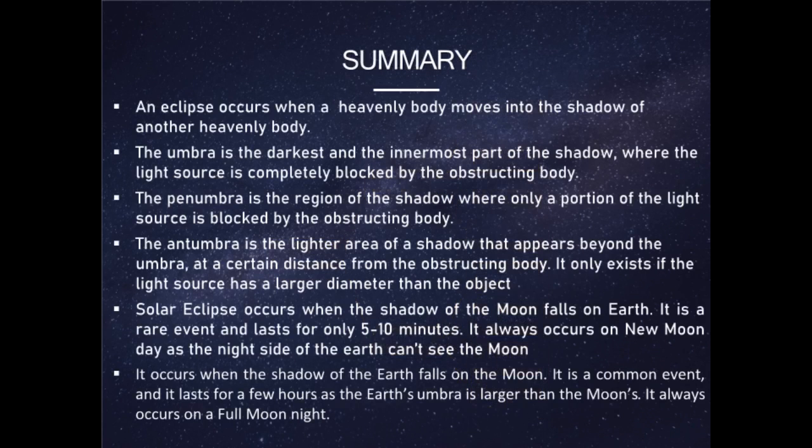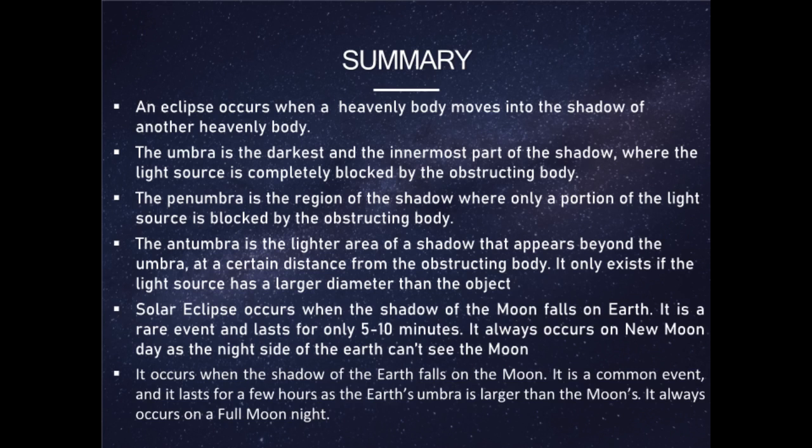An eclipse occurs when a heavenly body moves into the shadow of another heavenly body. The umbra is the darkest and the innermost part of the shadow, where the light source is completely blocked by the obstructing body. The penumbra is the region of the shadow where only a portion of the light source is blocked by the obstructing body. The antumbra is the lighter area of a shadow that appears beyond the umbra, at a certain distance from the obstructing body. It only exists if the light source has a larger diameter than the object.